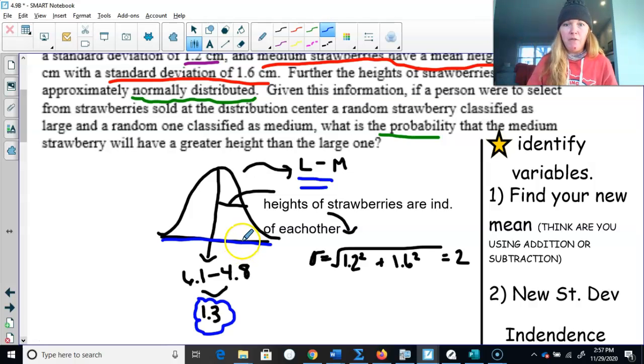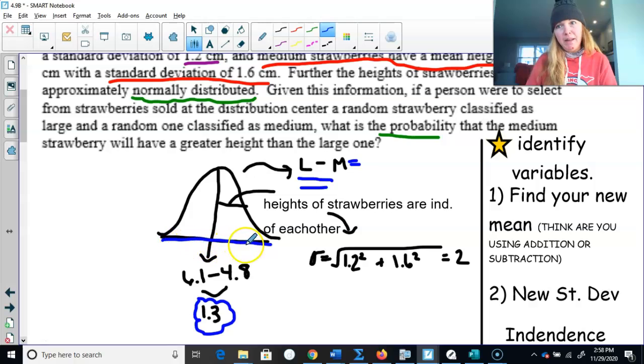So you could say, if I took 2 strawberries and found the difference, we know the average is 1.3. But if I were measuring different strawberries and seeing what the differences were, I could mark it anywhere on this number line. Over here, there's going to be a really big difference. Over here, it's going to be bigger than the average. Over here, it's starting to be not as big a difference. We're wondering where on the number line the medium strawberry is going to be bigger than the large strawberry.